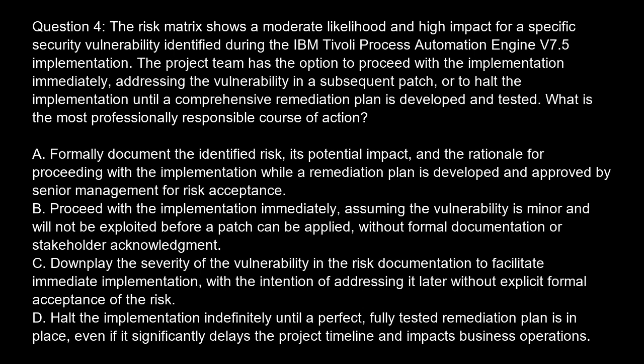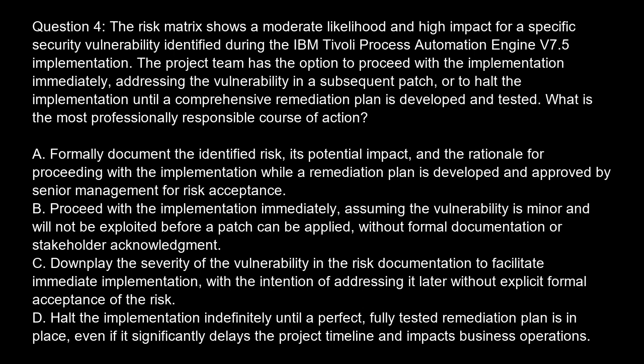Option A. Formally document the identified risk, its potential impact, and the rationale for proceeding with the implementation while a remediation plan is developed and approved by senior management for risk acceptance. Option B. Proceed with the implementation immediately, assuming the vulnerability is minor and will not be exploited before a patch can be applied, without formal documentation or stakeholder acknowledgement. Option C. Downplay the severity of the vulnerability in the risk documentation to facilitate immediate implementation, with the intention of addressing it later without explicit formal acceptance of the risk.